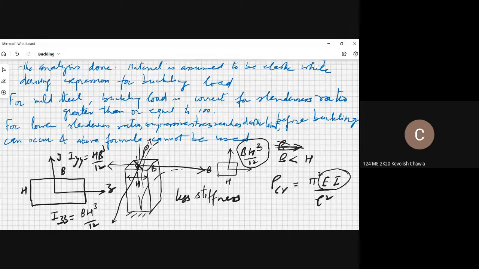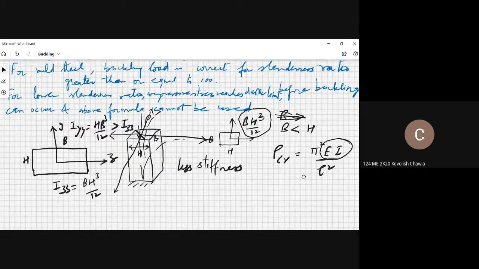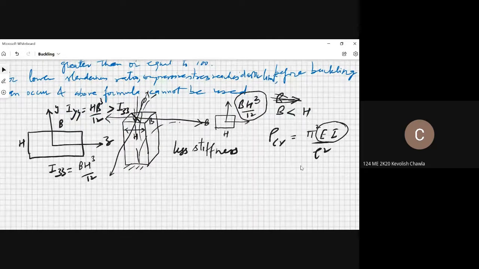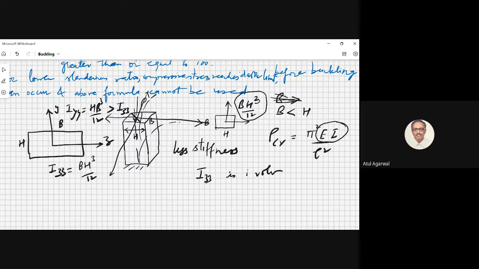Now, which is higher? Suppose your B is larger. Which is higher? IYY is higher than IZZ? Yes, sir. So how will your buckling be preferred? In the IZZ direction because the critical load is less. So buckling will happen in such a way that IZZ is involved. Okay. How will IZZ be involved?